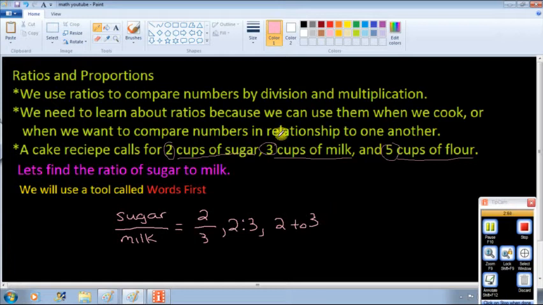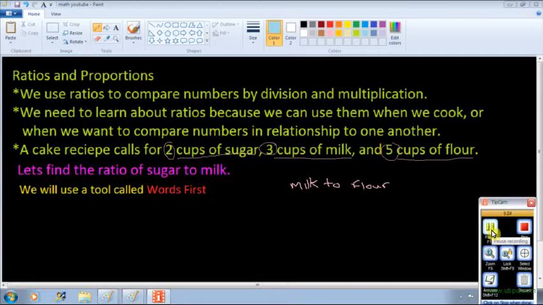So now I want you to go ahead and try and find the ratio of milk to flour. And go ahead and practice writing the ratio in all 3 forms, and I'll give you a second to work that.